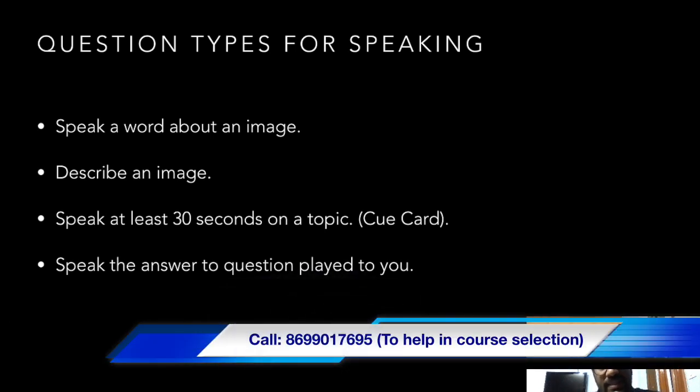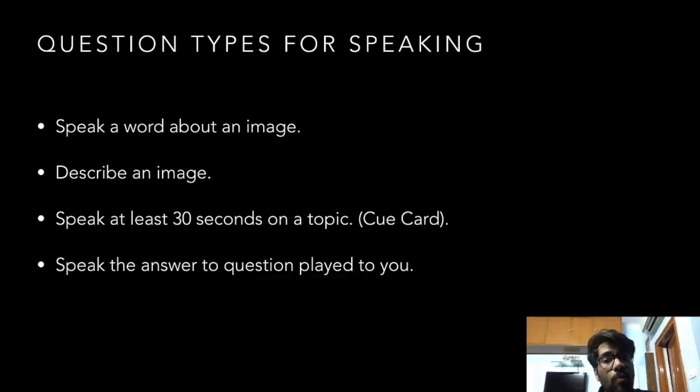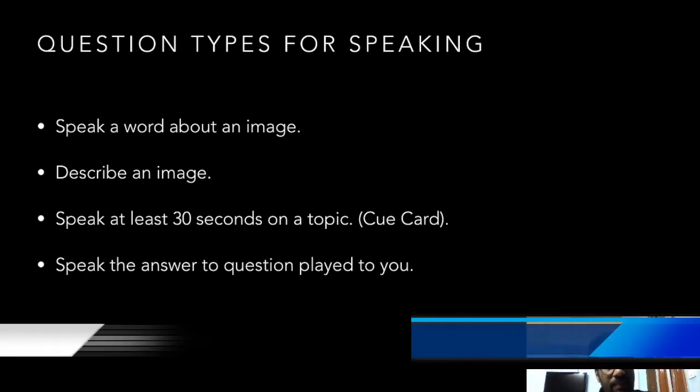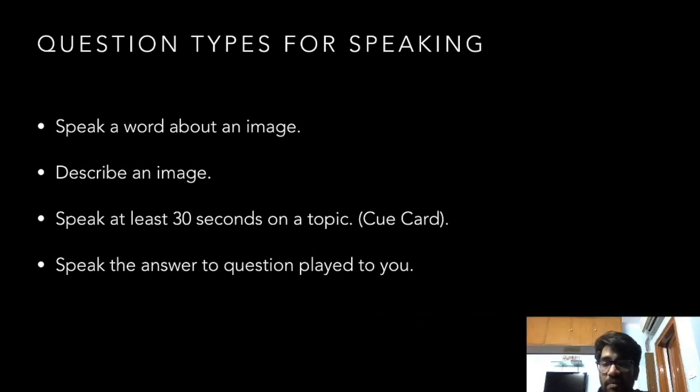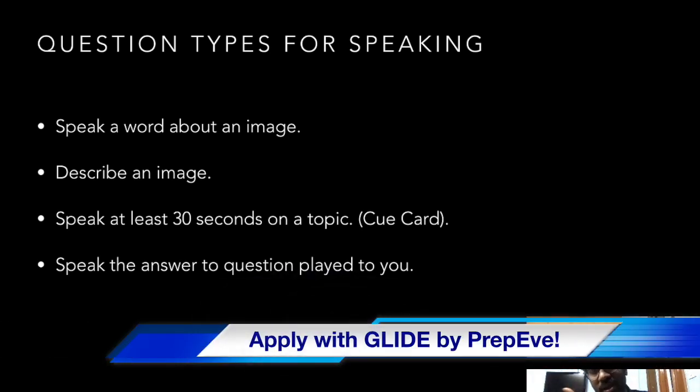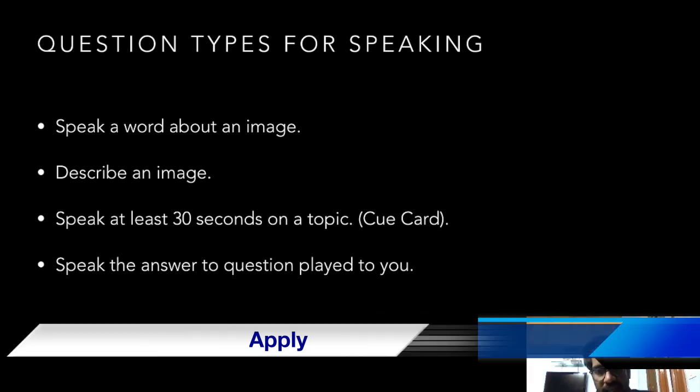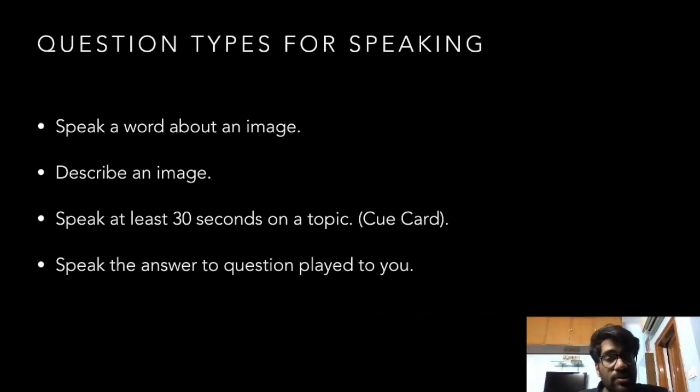The very first one is that you have to speak a word about an image. So there is an image, you get 3 seconds and you have to speak something about it. Then you have to describe an image. So there's an image and you have to describe it, right? So we will come to it. Then you have to speak at least 30 seconds on a topic. So there will be a topic in textual form, you will see a topic and then there will be 3-4 bullet points under that.